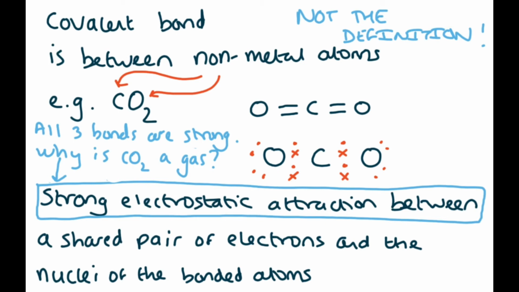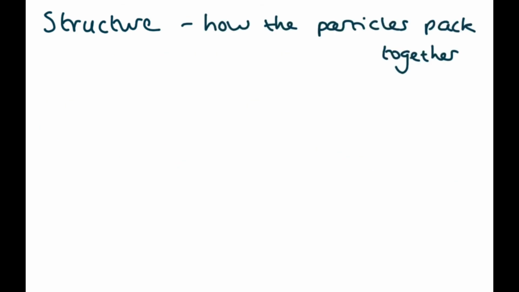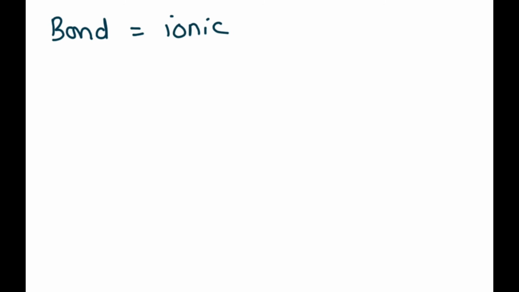But why is carbon dioxide a gas? Carbon dioxide has covalent bonds, but why is it a gas with a low melting point and boiling point? That's because of the structure. The structure is how the particles pack together. The bond is what's holding the atoms together, and the structure is how those particles all pack together. So let's go through the structures.